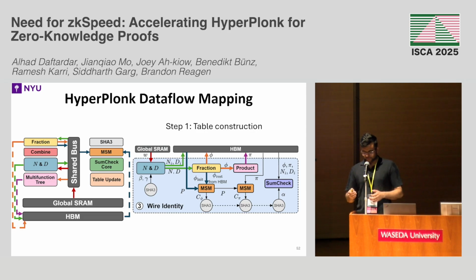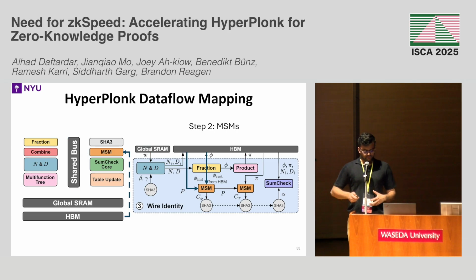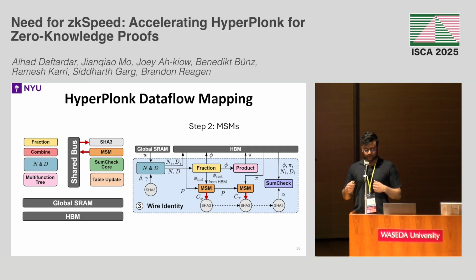This is just the first phase. The second phase involves continuing the computation of MSMs, which involve reads primarily from HBM, and there's two of them. After this point, the MSM communicates with the SHA unit over the shared bus, and this imposes a serialization bottleneck based on the order of operations in the protocol.